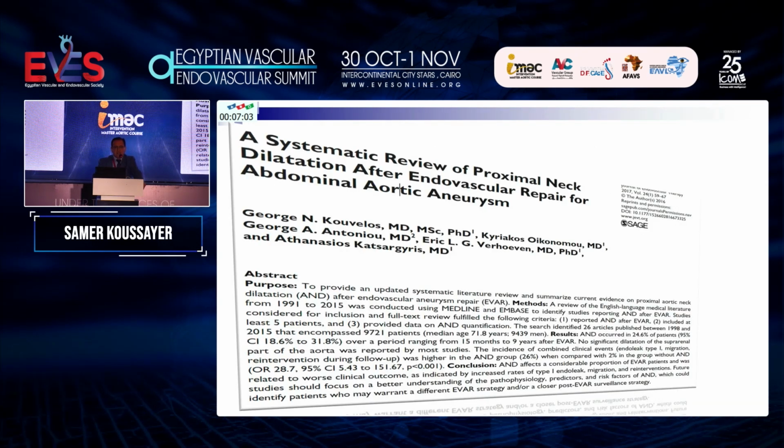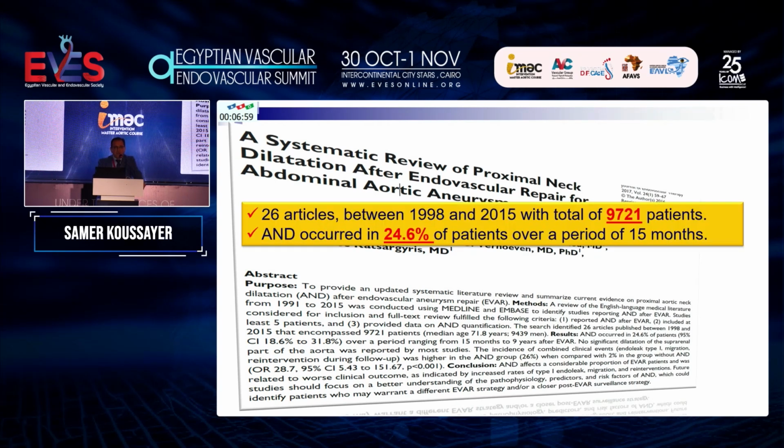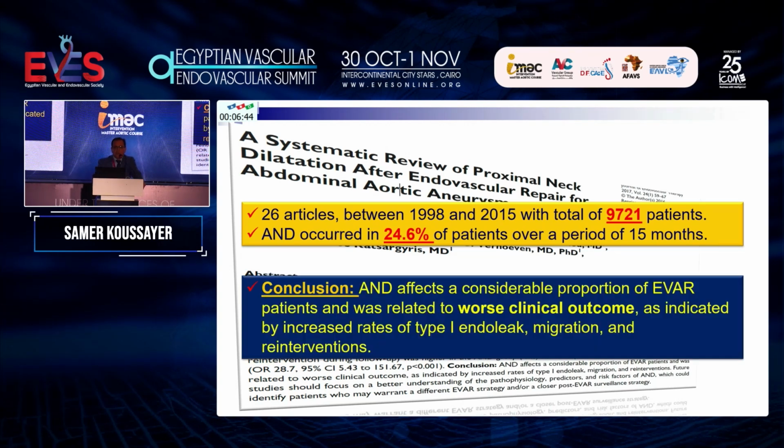This is a very nice systematic review of proximal neck dilatation after endovascular repair. They reviewed 26 articles from 1998 to 2015, covering about 9,700 patients, and found that neck dilatation occurred in about 24.6% of patients over a period of 15 months. They concluded that neck dilatation affects a considerable portion of EVAR patients and was related to worse clinical outcomes, as indicated by increased type 1 endoleak, migration, and reintervention.